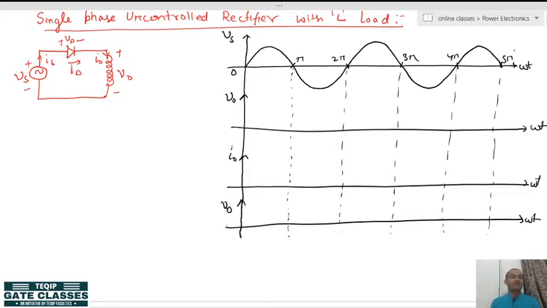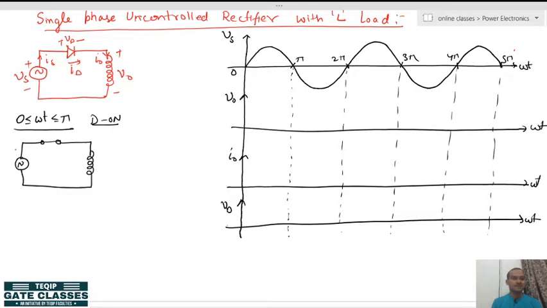Now, again applying the same step by step analysis, first of all we analyze instant-wise. The first instant is between 0 to pi. What is the device type? That is diode. What is the status of the device? The diode is forward biased, the diode is on. When the diode is on, we redraw the modified circuit, and it will be like this. This is the source, this is the load, and this is the diode voltage.